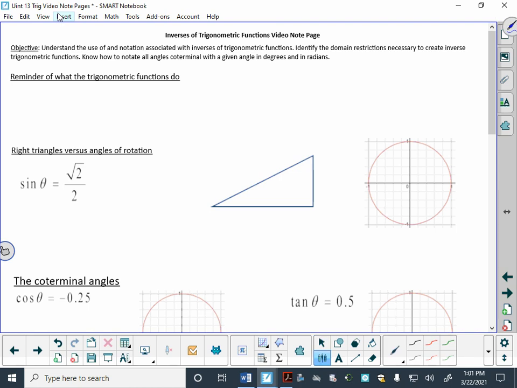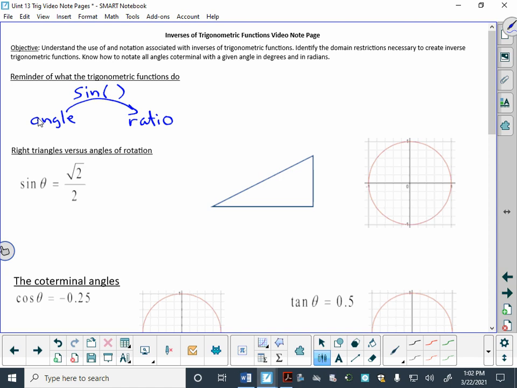So a little reminder of what the trig functions do. All of them work on an angle, whether it's measured in degrees or radians, doesn't really matter. But the sine function, for example, will take that angle and change it into a specific ratio from the triangle. And I can replace that sine with a cosine or with a tangent. All of the trig functions change angles into ratios.